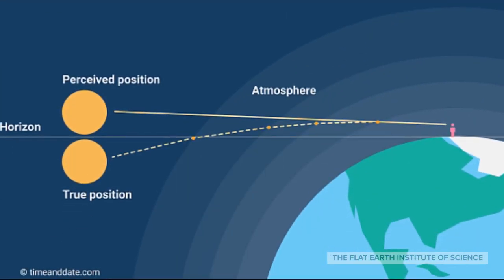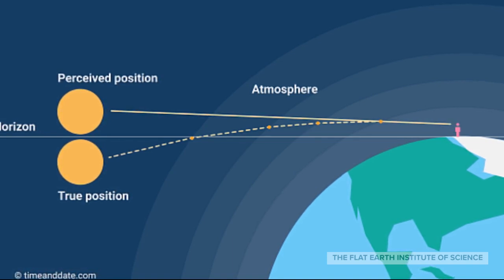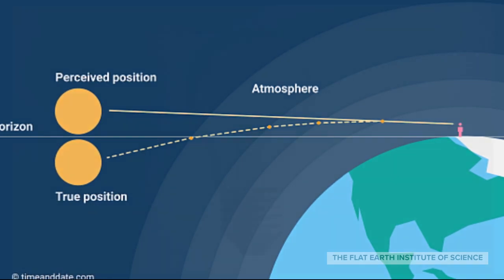Please note how many people out there frequently claim that downward refraction should cause things to appear higher than they actually are. Here you can see this claim being made by timeanddate.com.